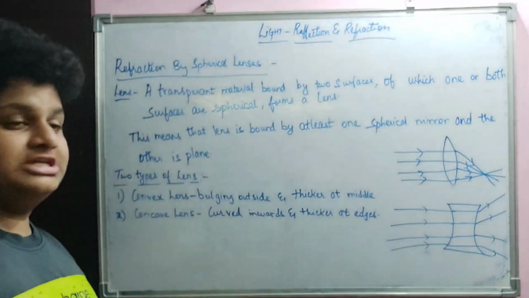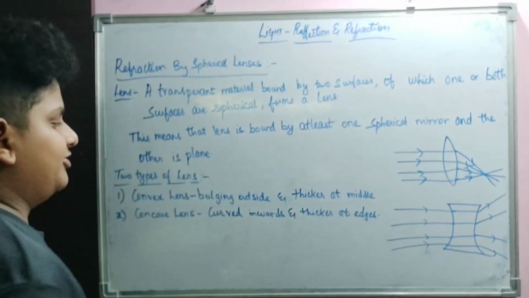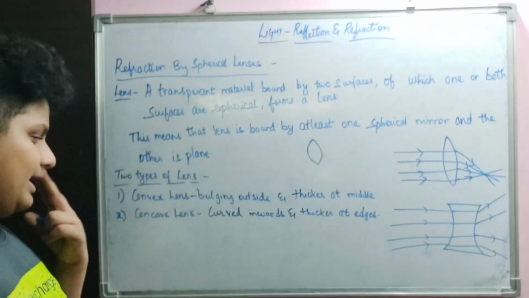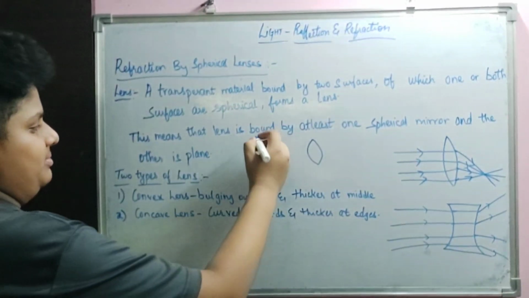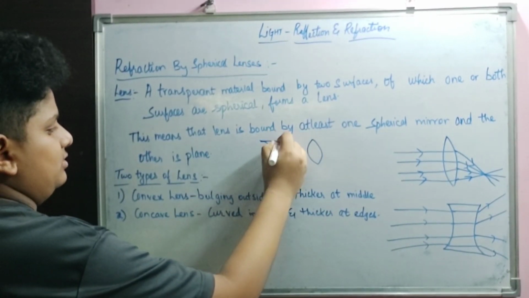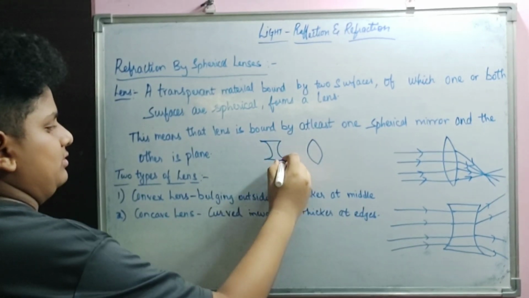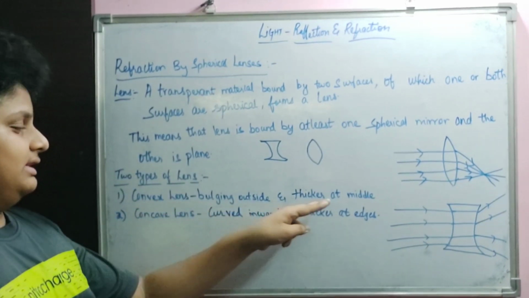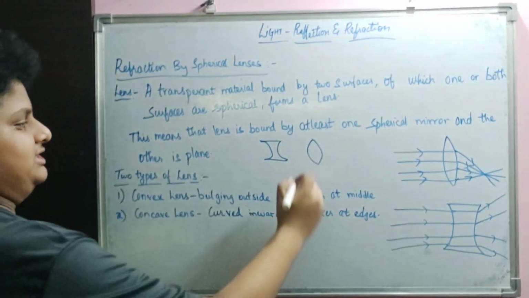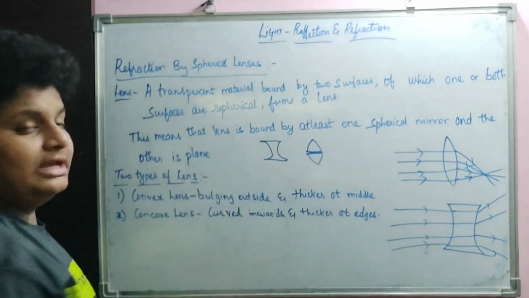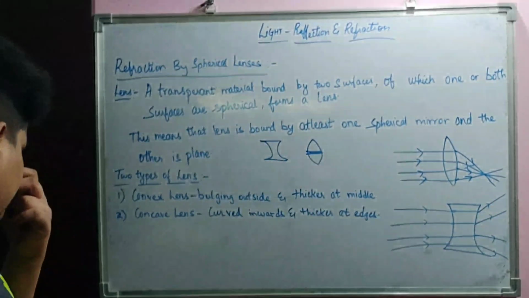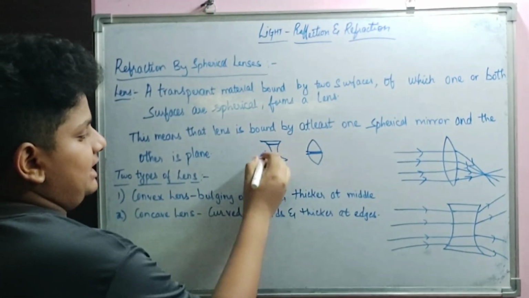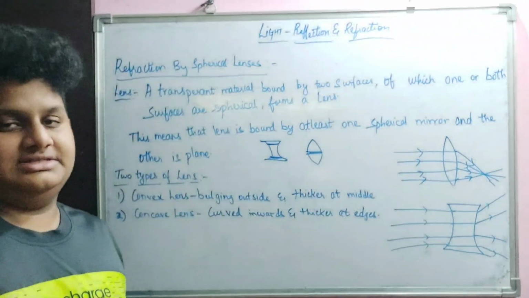Convex lens means bulging outside, such as this. It will bulge out like this. And concave lens means curved inside, it will be like this. Curved inside. And a convex lens is thicker at the middle. You can see that here it is as thick as it can be. And a concave lens is thicker at the edges. You can see here it is as thick as it could be at the edges.